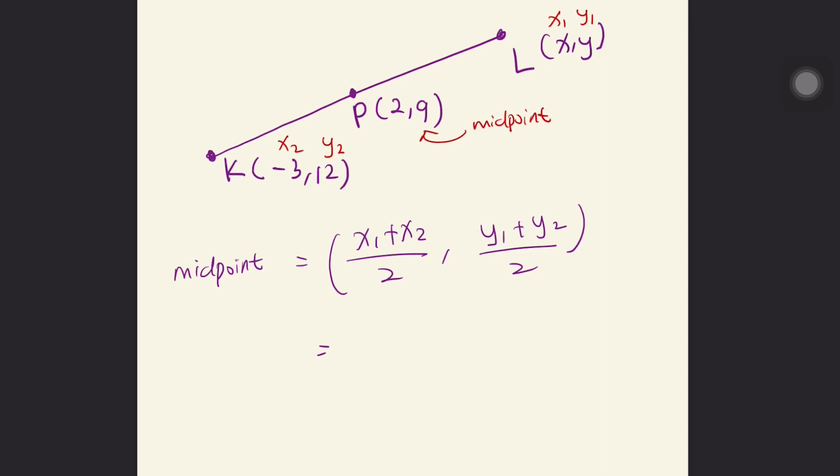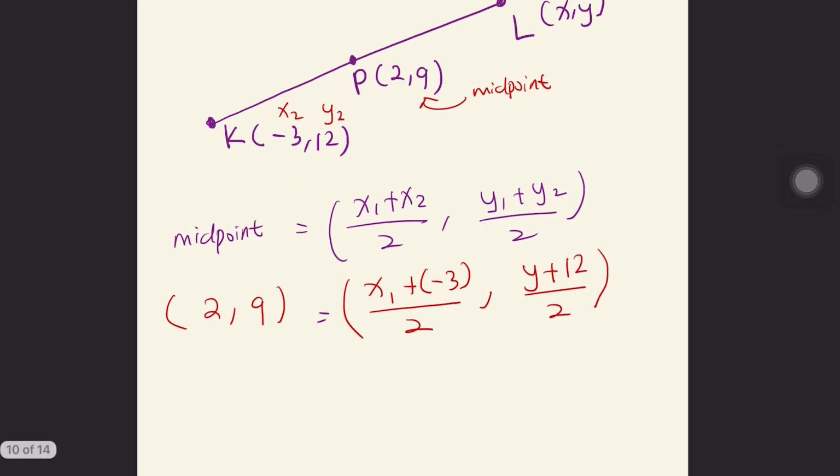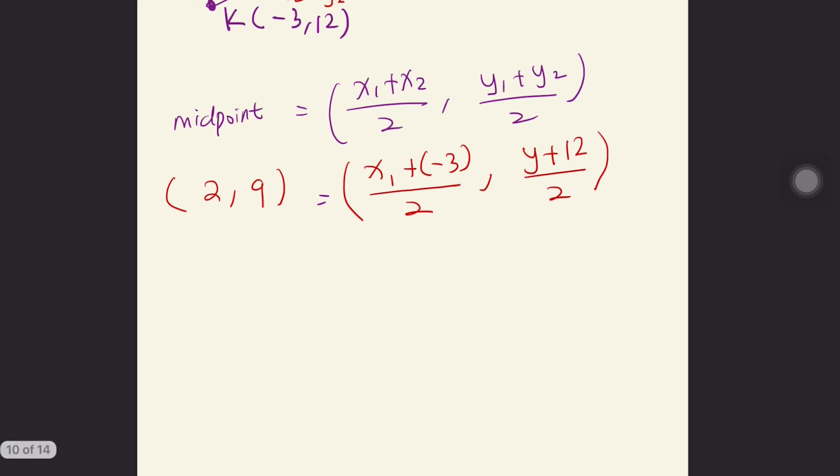Okay, so midpoint kita ada 2, 9. So x1 plus x2: x1 is x, x2 is negative 3. So kita boleh tulis x plus negative 3 divide by 2. And then y1 is y, y2 is 12. So y plus 12 divide by 2. Sama macam tadi, kita ada two parts. Component of x comparekan dengan x, component of y kita comparekan dengan y.